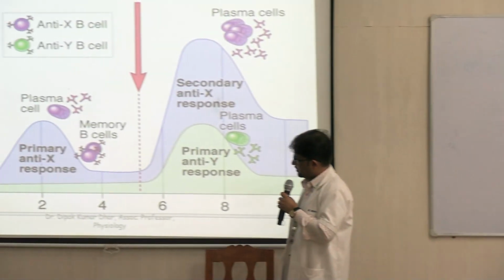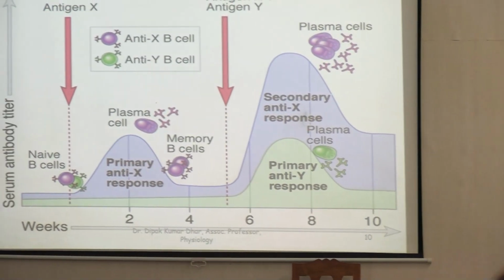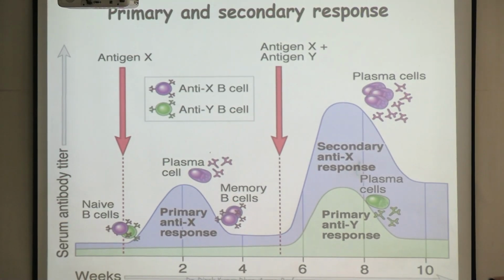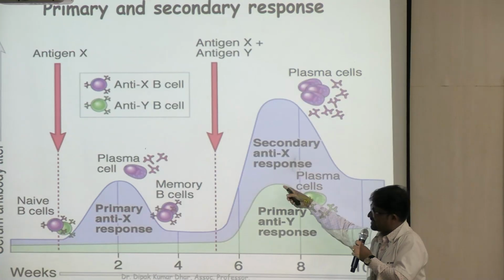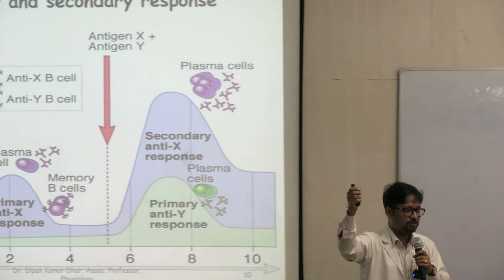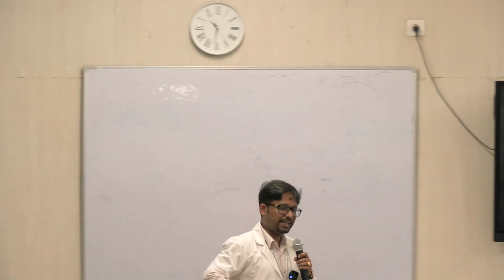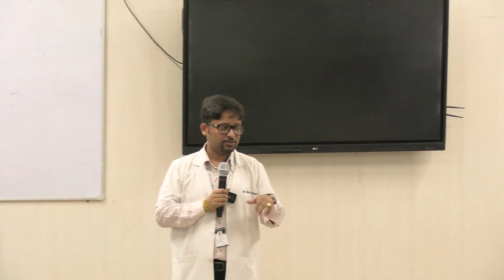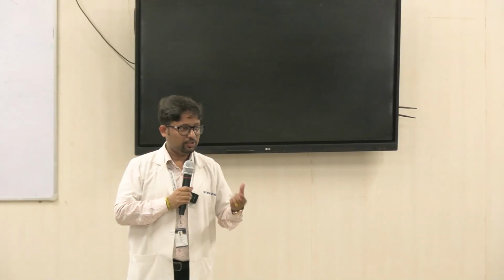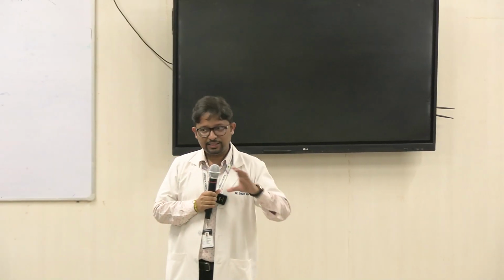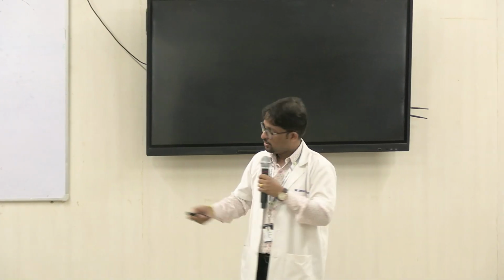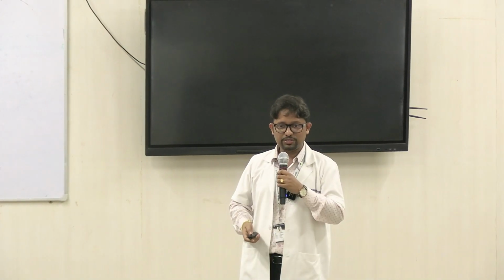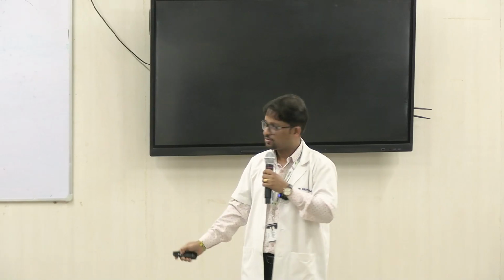Same exposure, antigen X, if there is a second exposure, the second exposure happens without lag phase, a very minimal lag phase, and it is a highly magnified response. So this response is called a secondary response. Because memory cells already know which is the organism, there is no time spent in recognition and identifying, and there is a huge response. Serum antibody titers, there is a huge magnified response. This is called a secondary response.